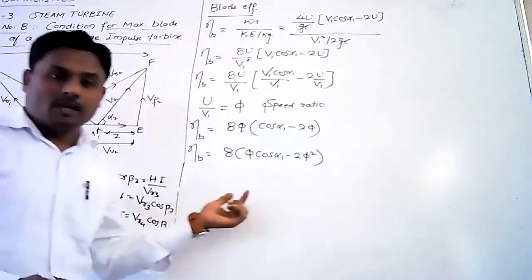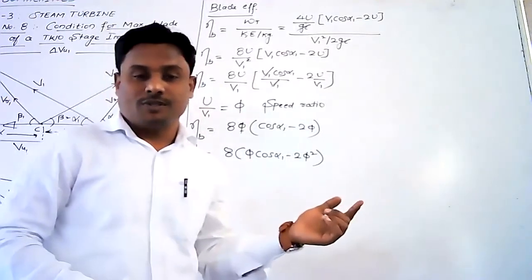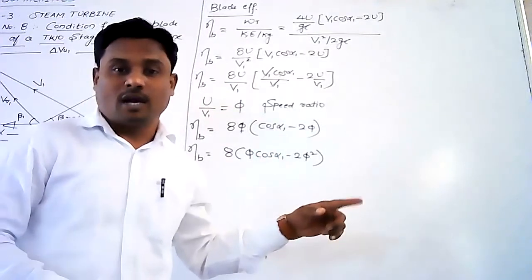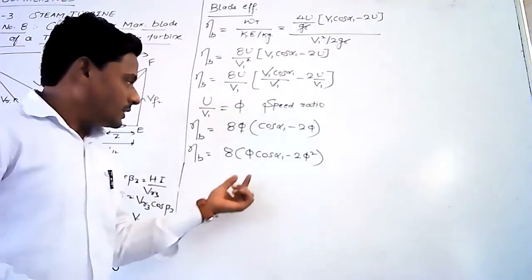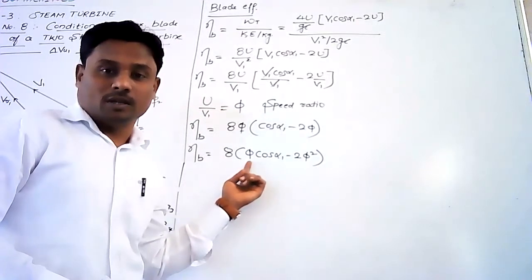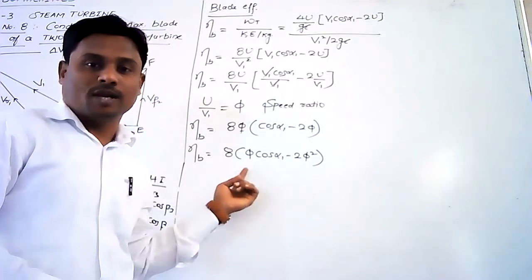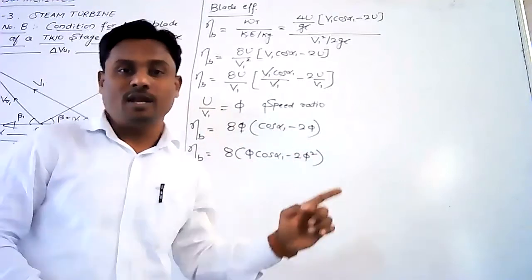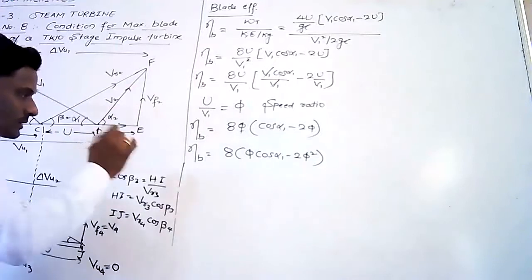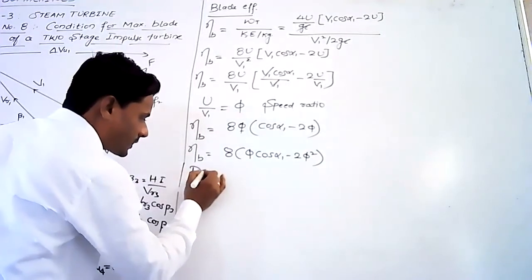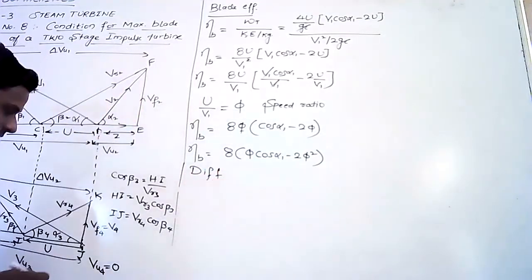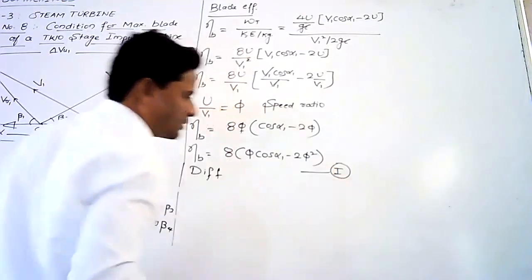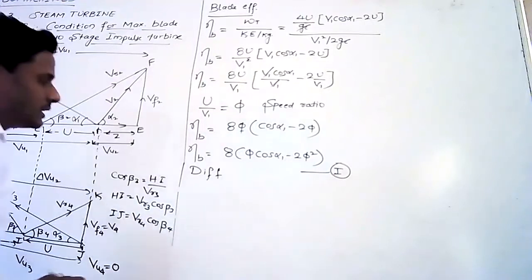Now, in order to get the condition for maximum blade efficiency, we have to differentiate this equation with respect to phi and equate it to 0, because here phi is the only variable, alpha 1 is constant. So we have to differentiate this complete equation with respect to phi and equate it to 0. Let us keep this as equation number Roman 1.